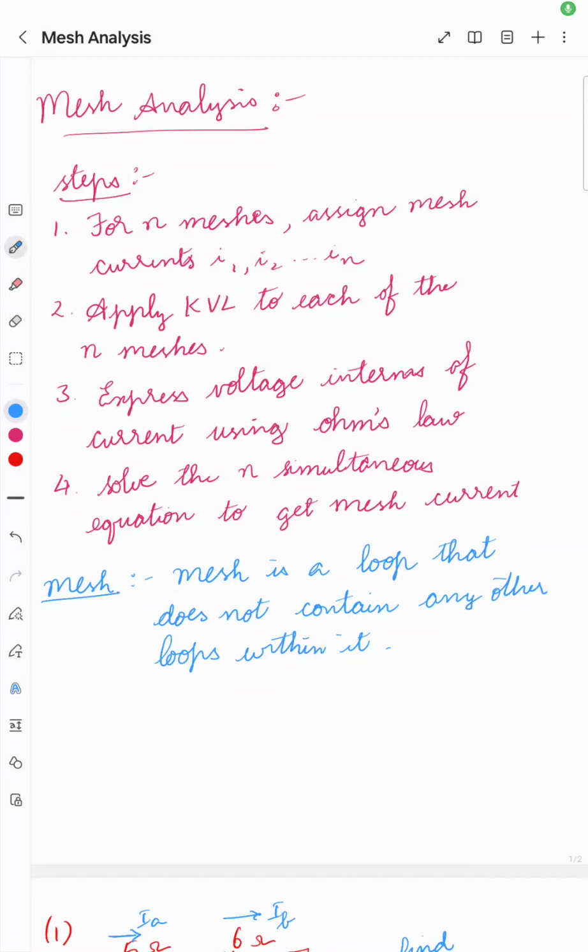And hello to everyone. In this class we are going to discuss mesh analysis. First we'll start with the steps we have to follow while doing the mesh analysis. First we will identify what is a mesh. A mesh is a loop that does not contain any other loop within it.